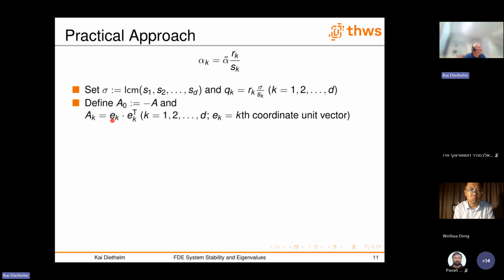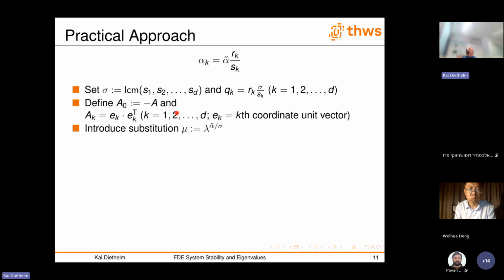k's coordinate unit vector multiplied by its transpose. So this is also a d by d matrix, a very simple one. It has a 1 in row k and column k, and it has zeros everywhere else. So all these matrices are very easy to compute, and in addition, at least the A1 up to AD over here are very sparse. They contain just one single non-zero element.